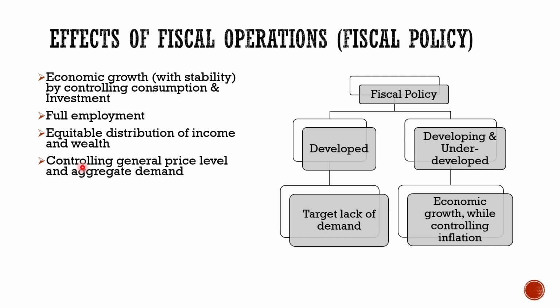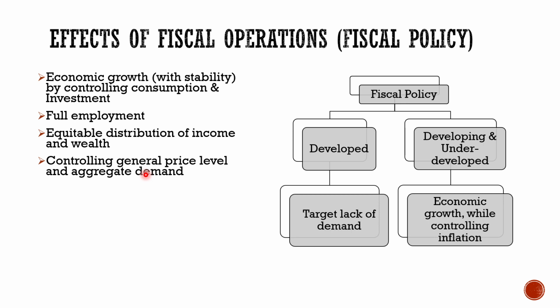The fourth one is controlling general price level and aggregate demand. Whenever we find that the economy is in inflation mode, then we control the general price level by increasing taxes and reducing the amount of government expenditure. And if we feel that there is a lack of demand, we do vice versa. We increase government expenditure and reduce the tax rates. This is how these fiscal operations take place, and this is how fiscal policy is used.